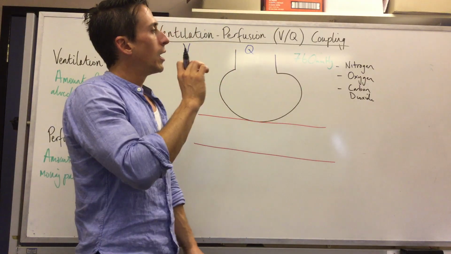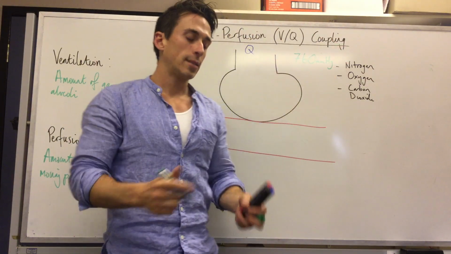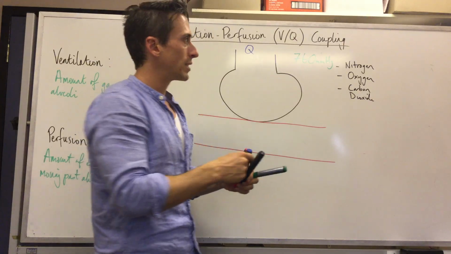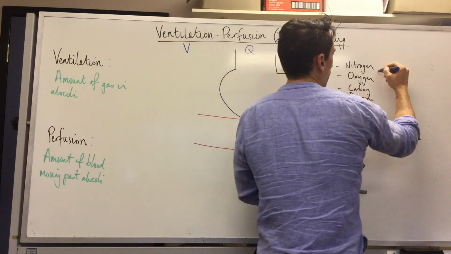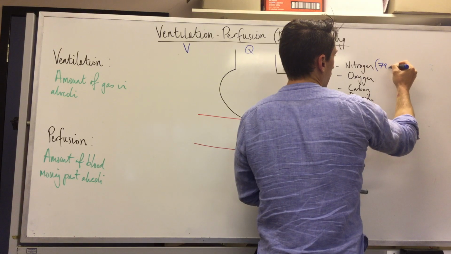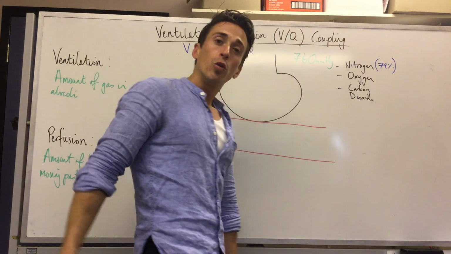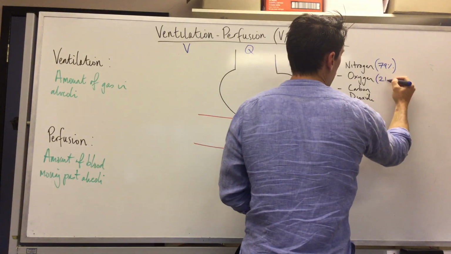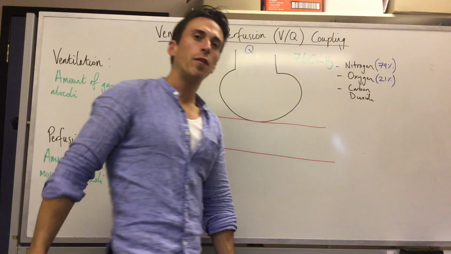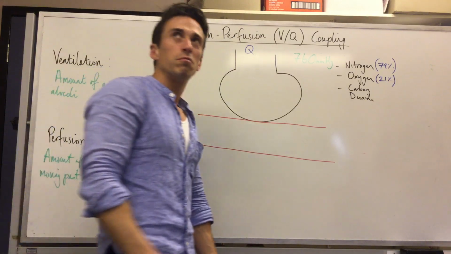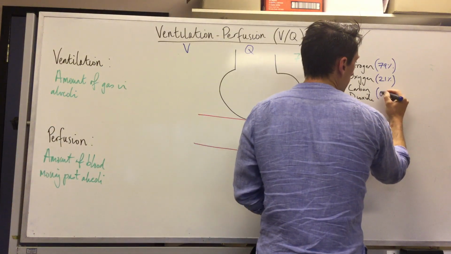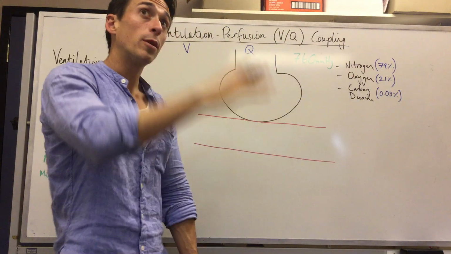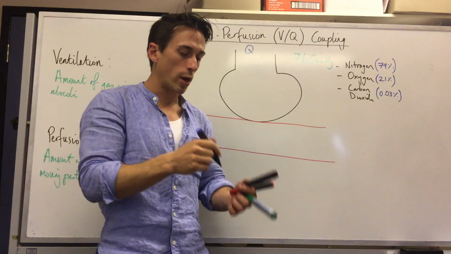So, of all the gas, you'll find that about 79% is nitrogen. You'll find that around about 21% is oxygen. And you'll find around about 0.03% is carbon dioxide. So there's not much carbon dioxide in the air that we're breathing right now.